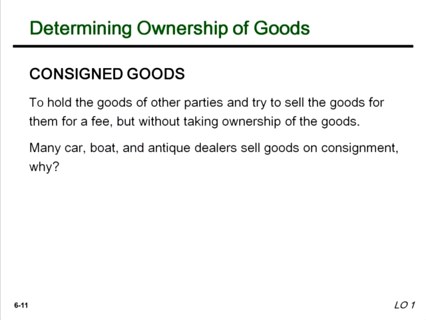Okay, so now we come to consigned goods. All right, so what are consigned goods? What happens is that there is a business that holds goods of other parties and tries to sell the goods for them for a fee, but without taking ownership of the goods. So consigned goods would be reflected on the books of the owner of those goods, not on the parties that are trying to sell those goods for the owner.